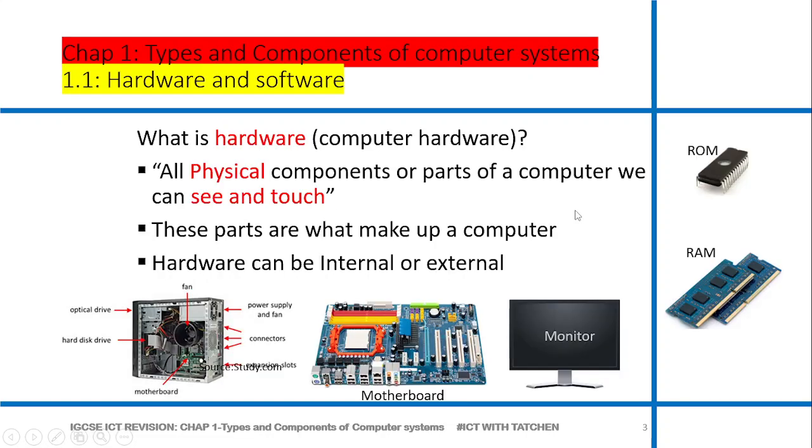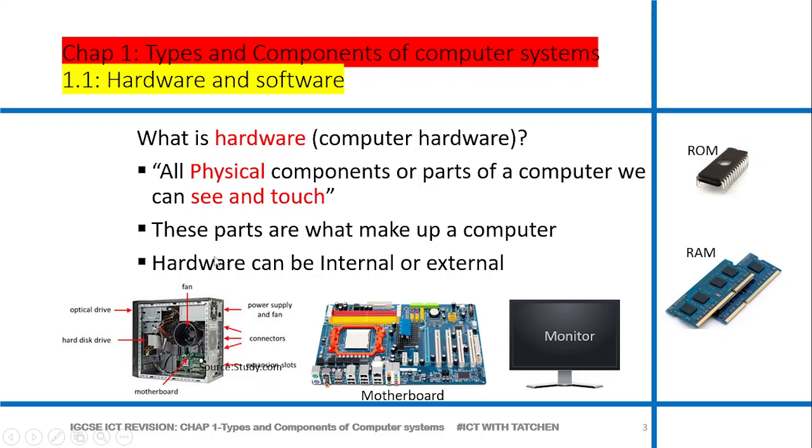Starting with the first objective, which is hardware and software. The first question you might want to ask yourself is, what is computer hardware? A simple answer to this is all the physical components of a computer that you can touch and feel, you can see with your eyes. That is what we call hardware. So it must be physical, it must be something you can see, it must be something you can touch and feel.